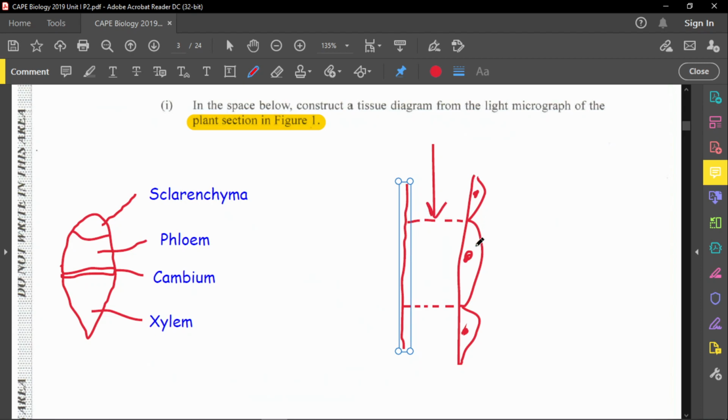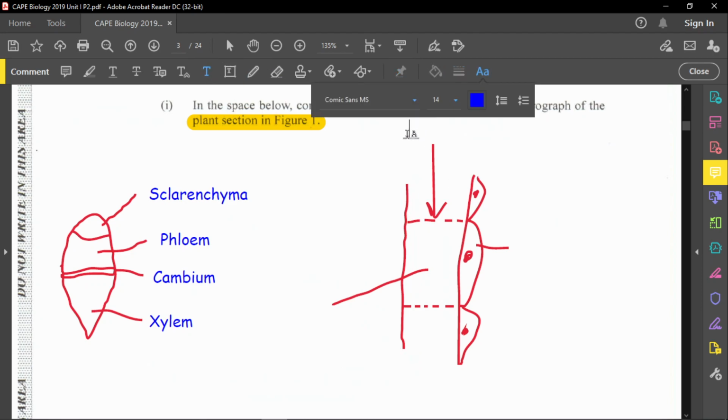I'm also going to label this cell, which is very important. I'm also going to label this part. And then I'm going to give a name to the entire region as well. All right, so let's label this. So this here is called a sieve plate. This is our sieve plate. Here is what they call a sieve tube. And this is what they call a companion cell.